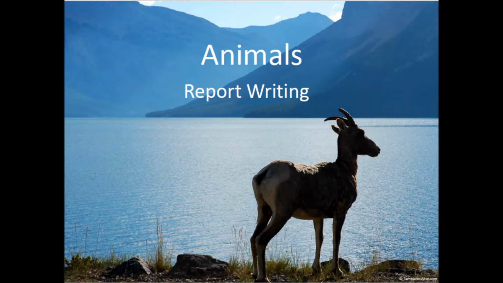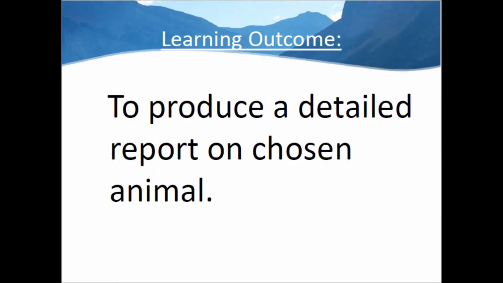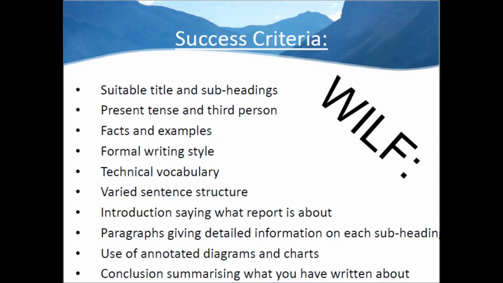Okay, so this is animal report writing. The learning intention is to produce a detailed report on your chosen animal. And the success criteria: there should be suitable titles and subtitles or subheadings. You're going to write in the present tense, so that is using this is happening right now tense, and the third person. That means you're not talking about yourself, you're talking about the animal.